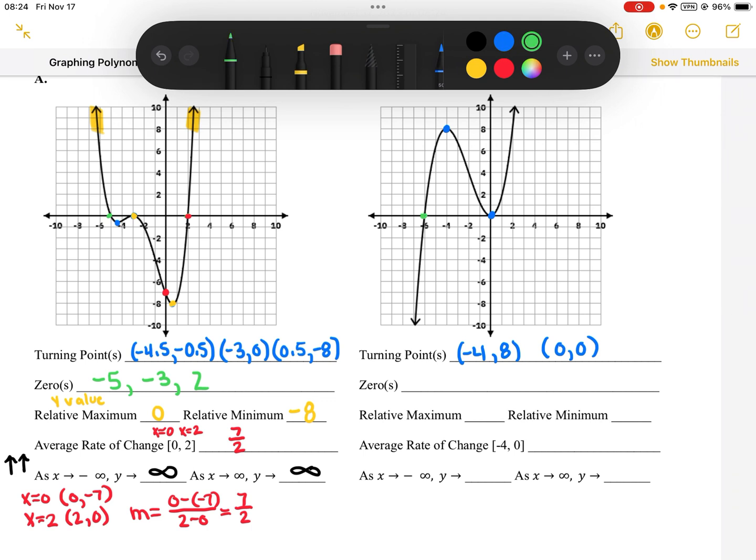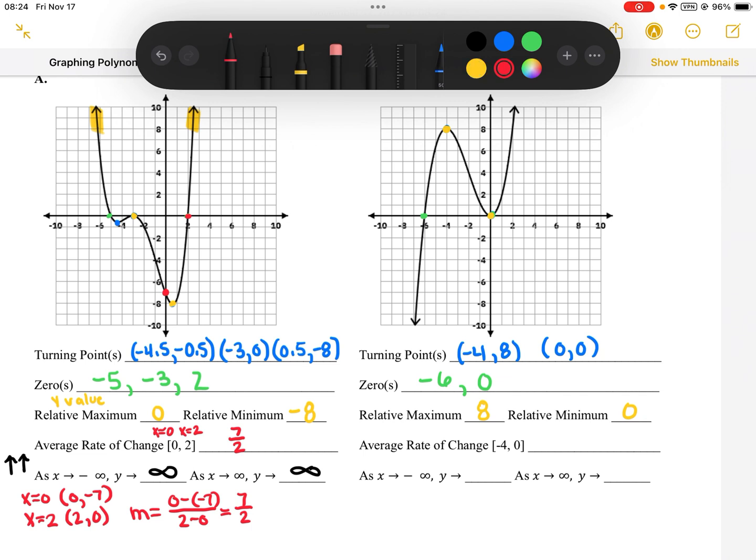Now my zeros are where they cross the x-axis. So 1, 2, there's 2 of them. The first one's at -6. The second one is at 0. Now I'm looking at relative maximum or minimum. Maximum, highest point, that's right here at y equals 8. Minimum, lowest point, is going to be here at 0.